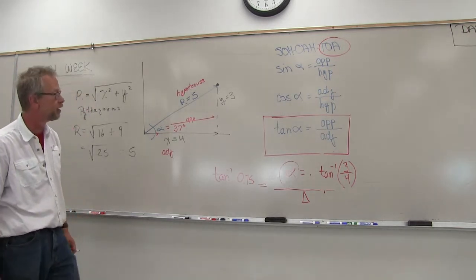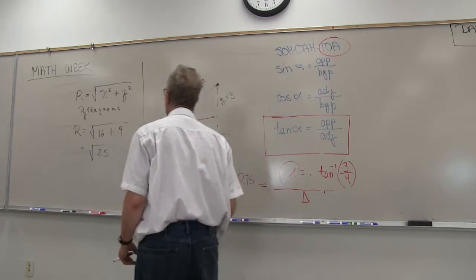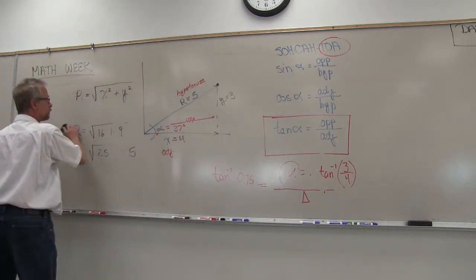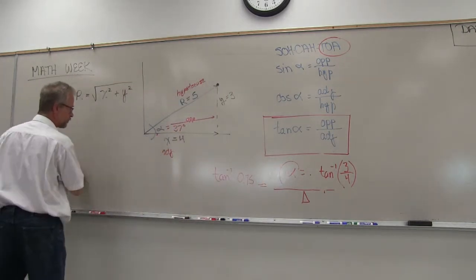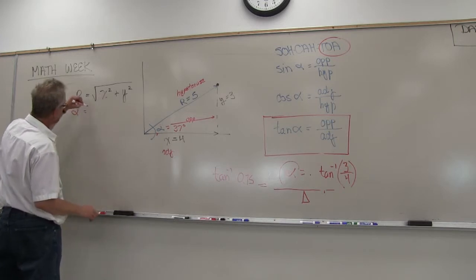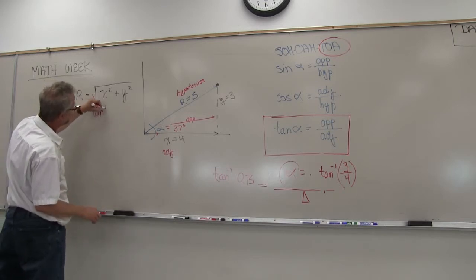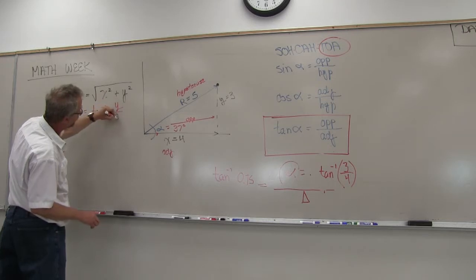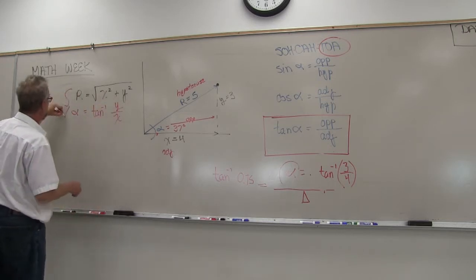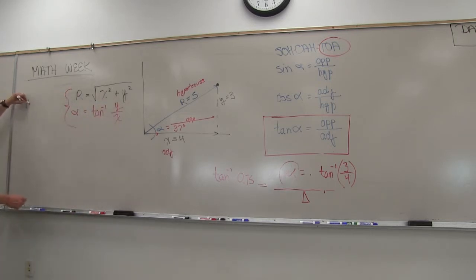Okay, good deal. So we have a couple of equations. This one and this one. The angle is equal to the inverse tangent of y over x. And we use these to convert from rectangular to polar.